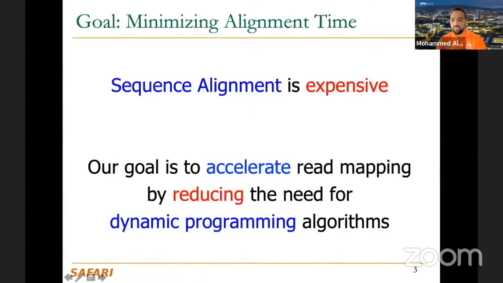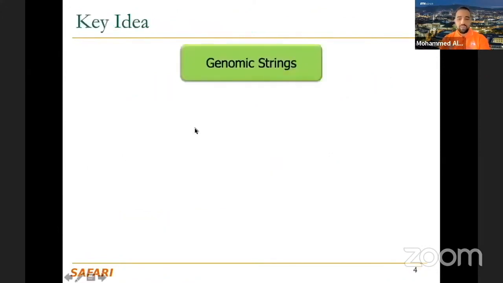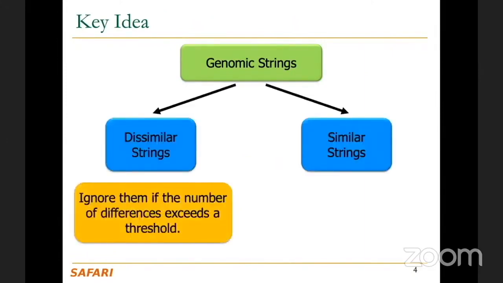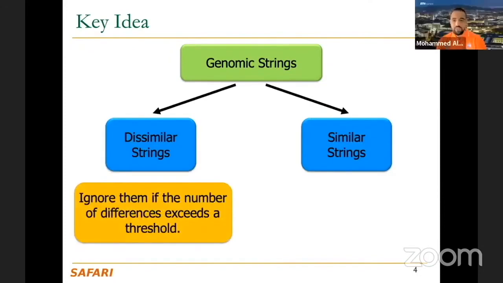So remember this from the previous 3 lectures, that sequence alignment is still expensive, even until today. So our goal is to accelerate read mapping by reducing the need for dynamic programming algorithms. What does that mean? We first want to have this observation that genomic sequences are either similar to each other or dissimilar to each other. And if they are dissimilar, they are probably not interesting to us. It depends on really the applications, the parameters, how you really define similar or dissimilar sequences.